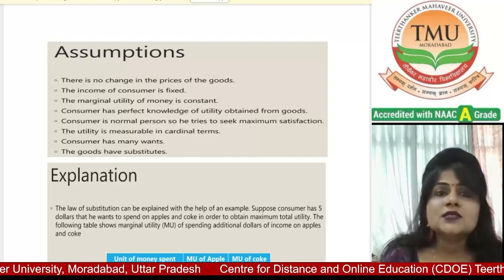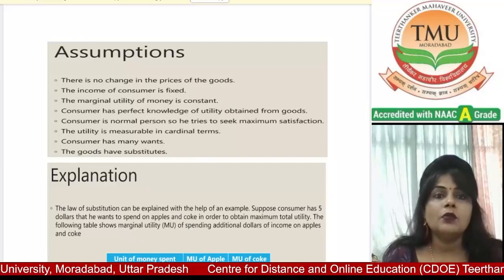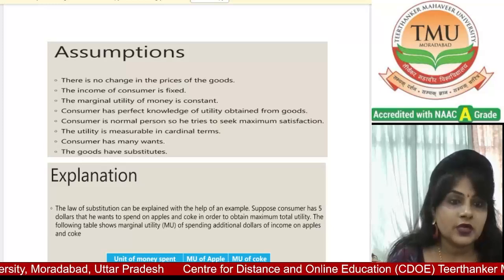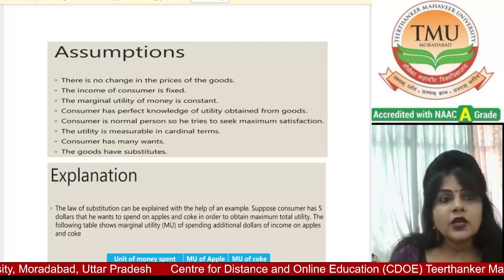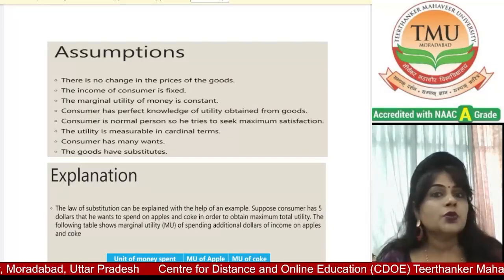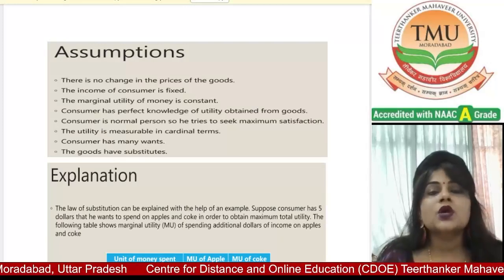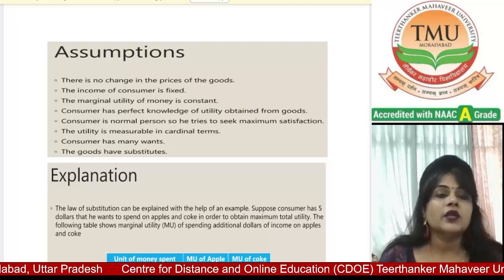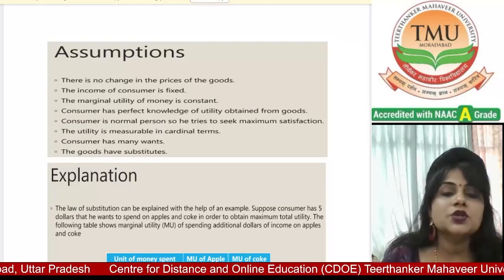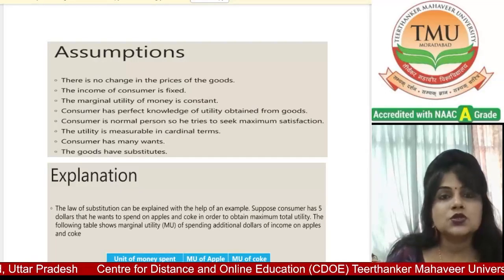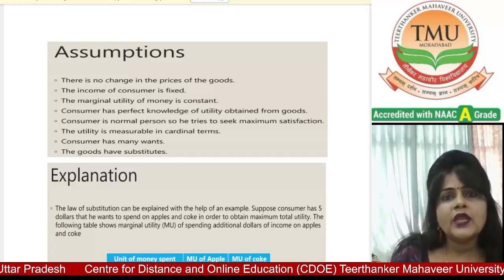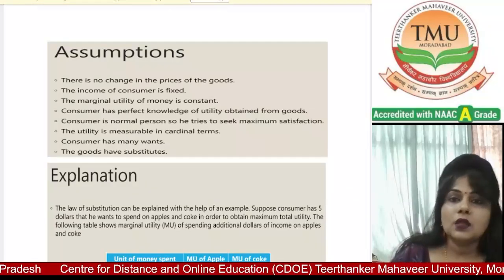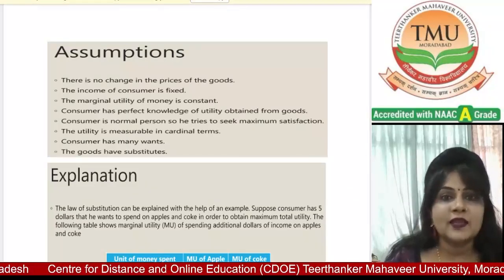Now there are some assumptions of equal marginal utility. First of all, there is no change in the price of the good. It means the units of the good are homogeneous. There should be no change. There is no change in the price of the good. It means the price of the good should be the same, however many items the producer is using. All the items' prices should be the same.